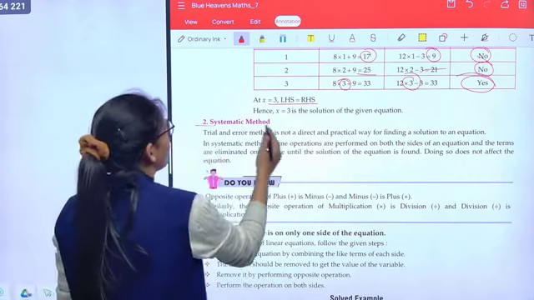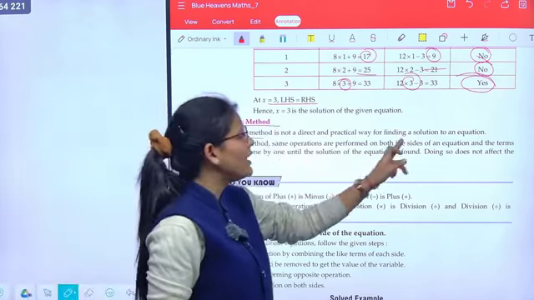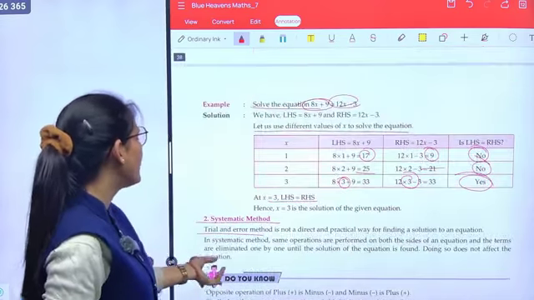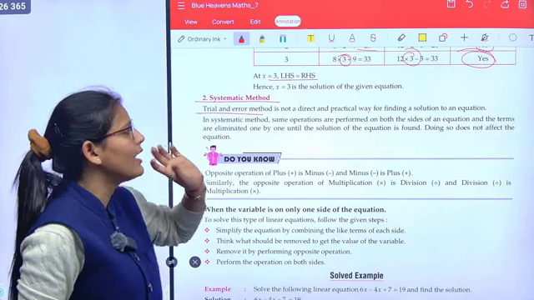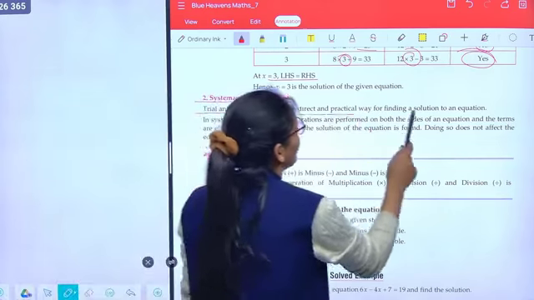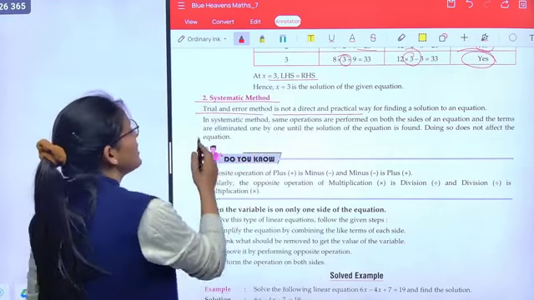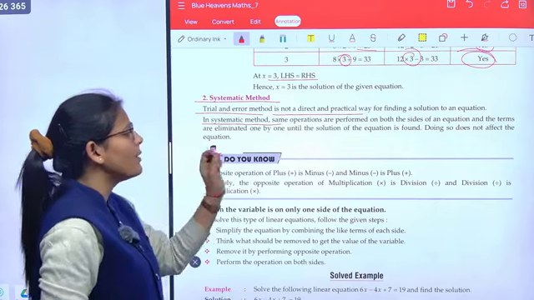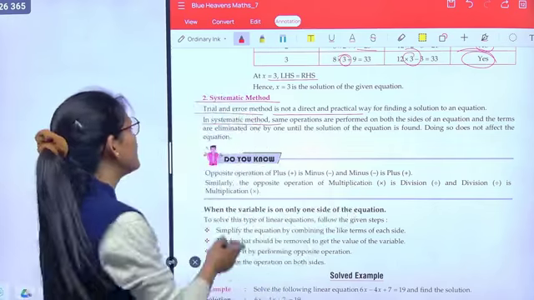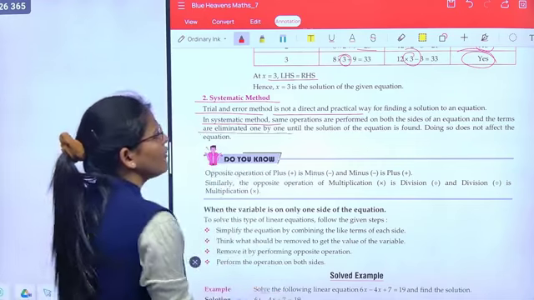Now class, trial and error method is not a direct and practical way of finding a solution to an equation. क्लास ये हमने ऐसे ही, ये जो मेथड है ना, ये प्रैक्टिकल वे नहीं है, डायरेक्ट नहीं कर सकते हम इसको. For finding a solution of an equation, in the systematic method, the same operations are performed on both the sides of an equation and the terms are eliminated one by one until the solution of the equation is found.